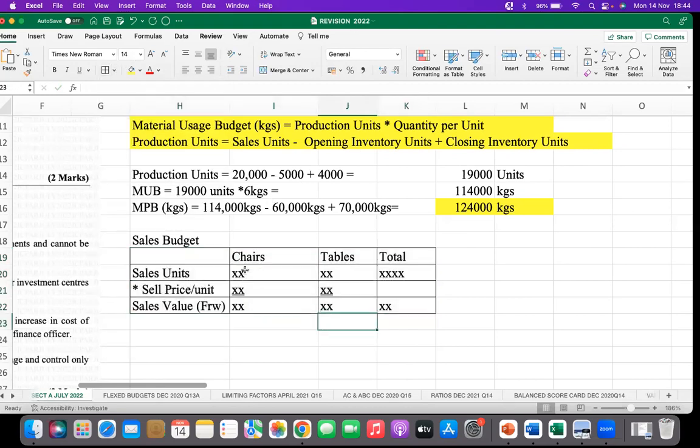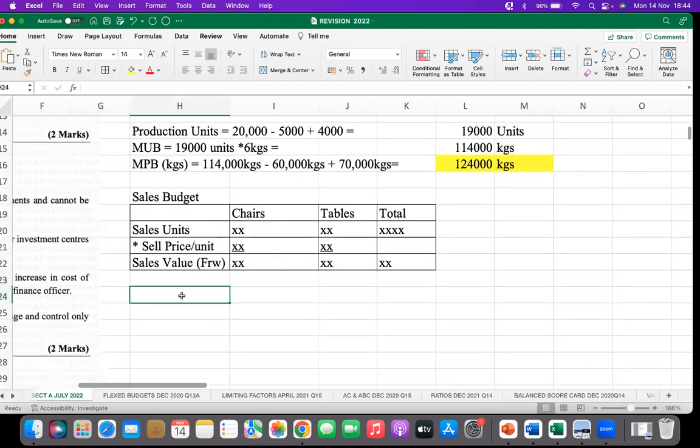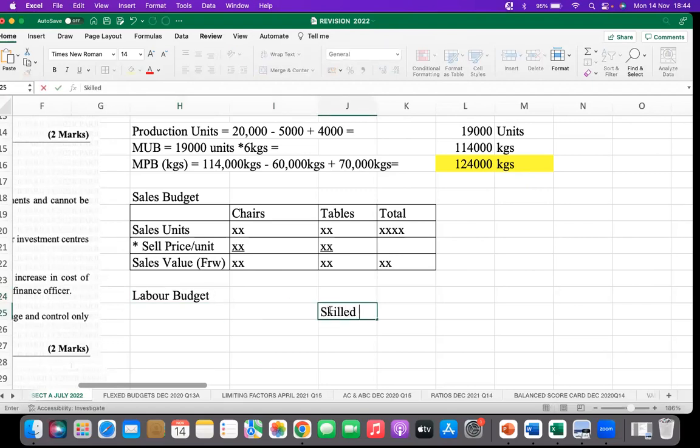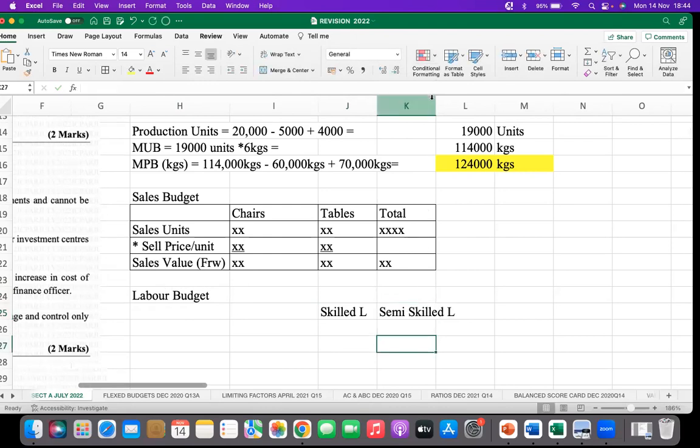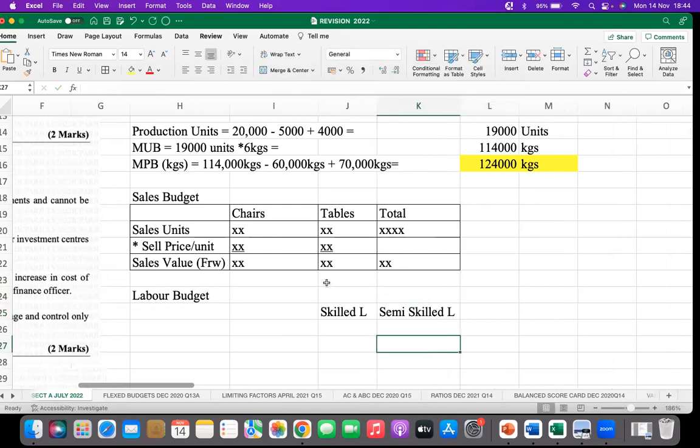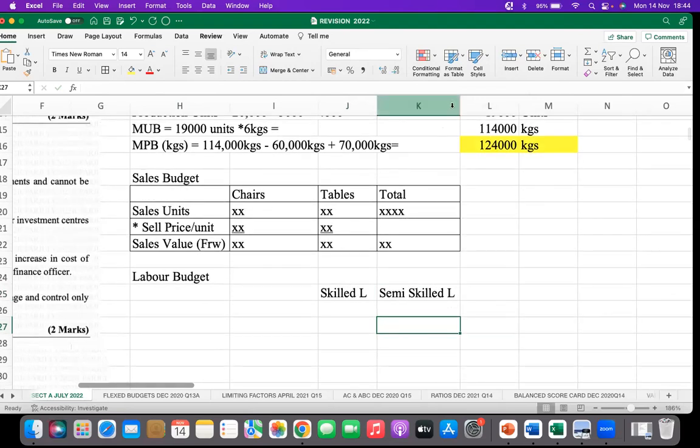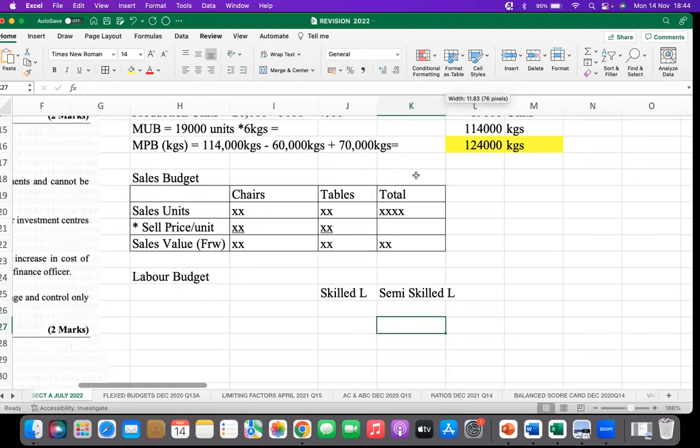Again, I've said ICPA will share with you this. There, you can also be asked to prepare a labor budget. And even in your labor, you can be having two types of labor. You can be having skilled labor, and you can have maybe semi-skilled labor. This is just an example. You can have skilled and semi-skilled.